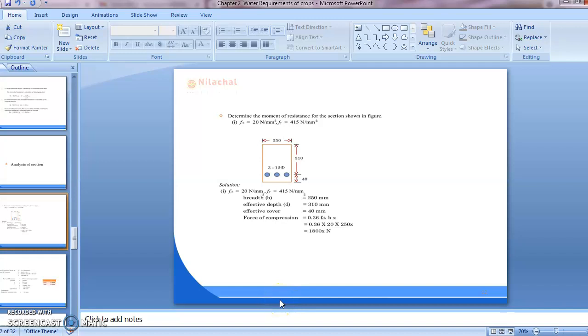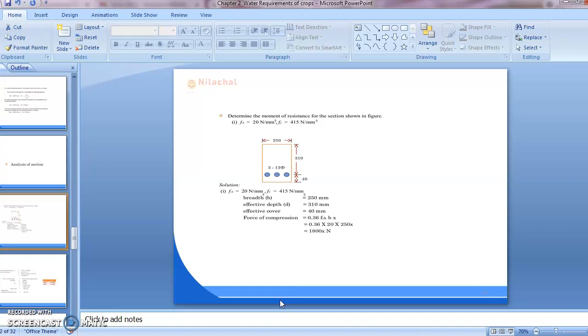Good morning everyone. In the previous class we discussed the under-reinforced section, over-reinforced section and balanced section. Here we discuss how to determine the moment of resistance for the section shown in the figure. We define the moment of resistance, and how we can find it by using the force in the compression zone and also in the tension zone.